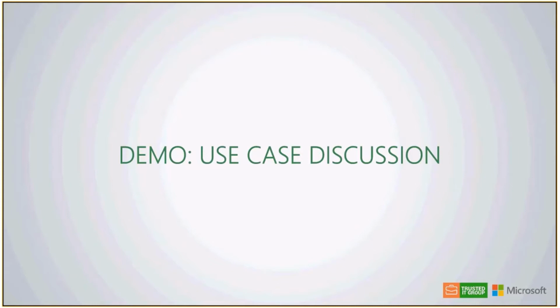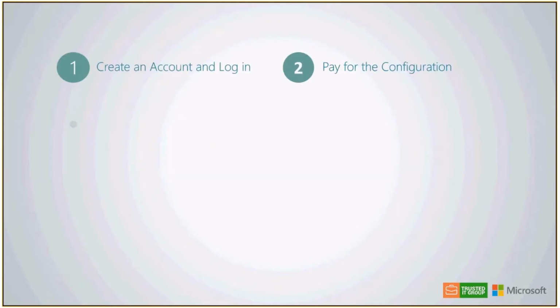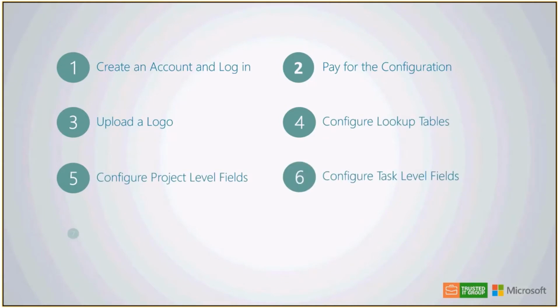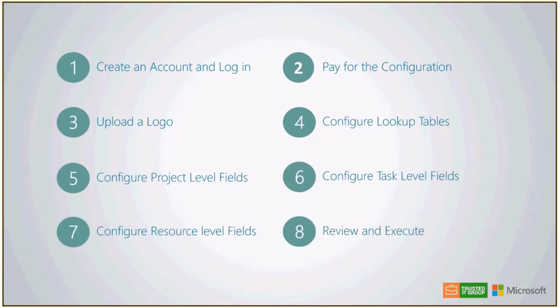And again, you could use the live chat to ask questions back and forth on that. So let's review what the 8 steps are, and then we'll flip over to what the use case would be. So the first step is obviously we're going to need to create an account and log in. The second is that we're going to need to pay for the configuration. The third step is that once you've created an account and paid for the configuration, you would upload a logo. Your company logo would be fine.